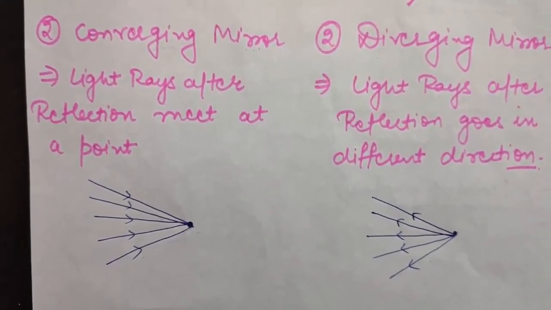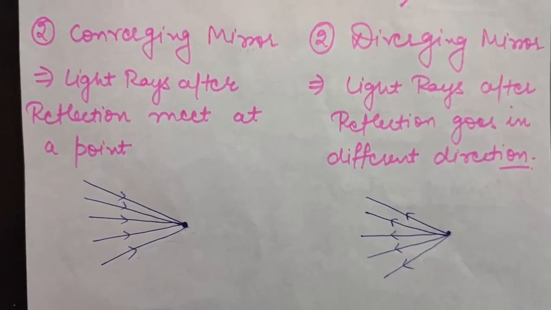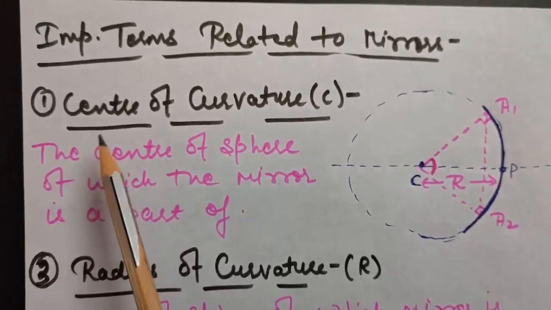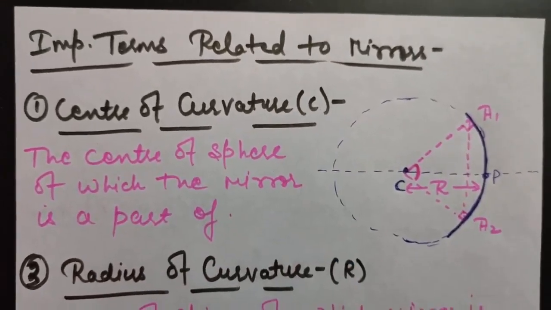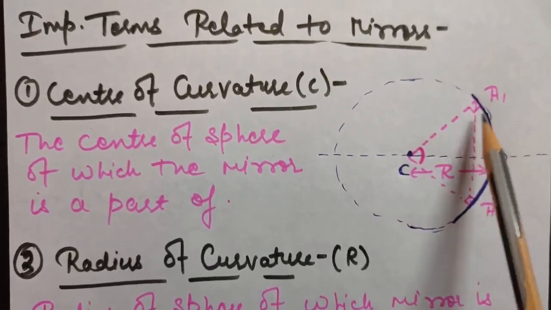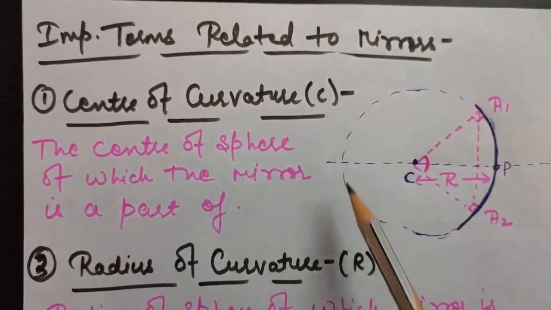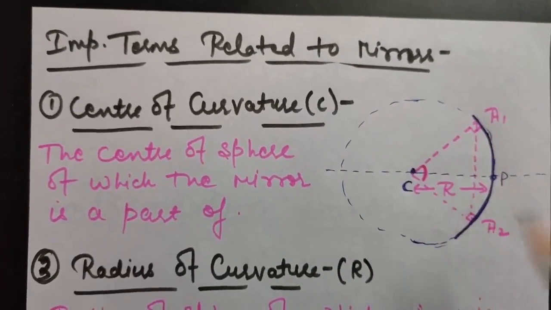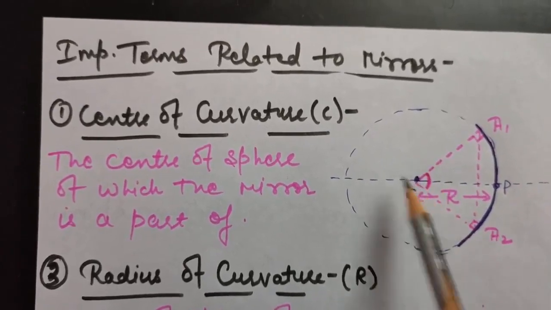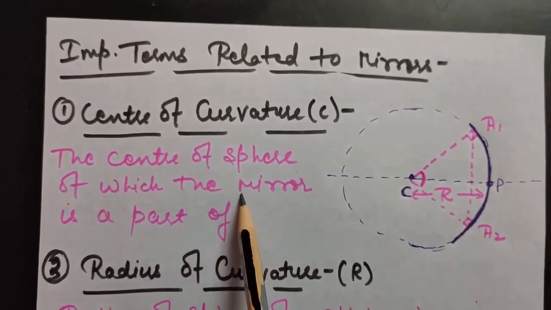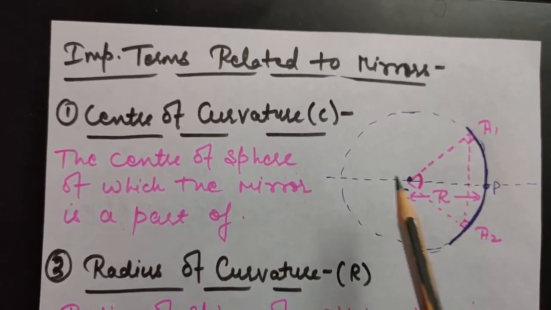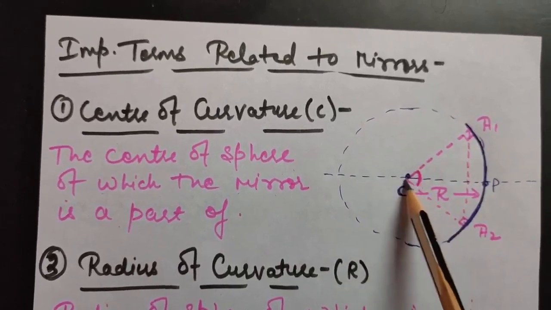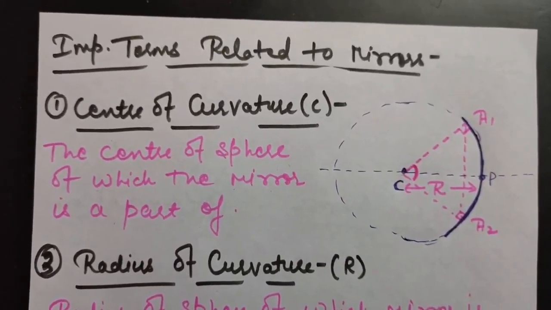Now let us talk about various important terms related to mirrors. For example, your center of curvature, pole, etc. So the first term is center of curvature and we denote it by capital C. As I told you, the spherical mirror is a part of a hollow sphere. So this is your hollow sphere. This is the part which is taken to be a mirror. Now this C, that is the center of the sphere of which the mirror is a part, is called center of curvature. So this hollow sphere has this center, and this center is called center of curvature and is denoted by C.